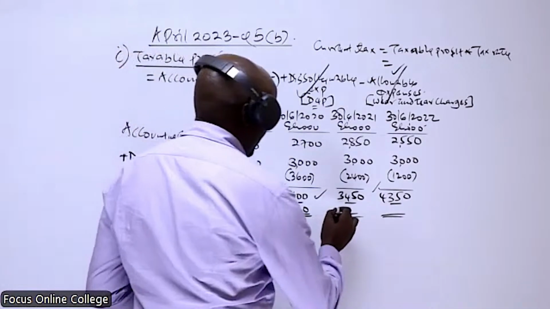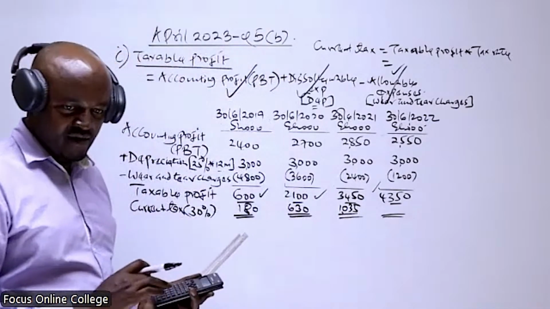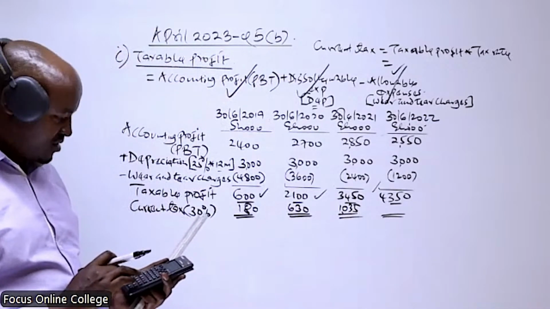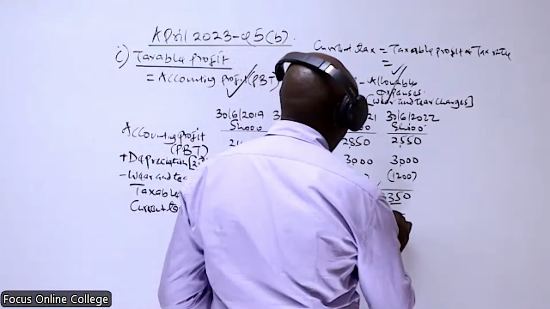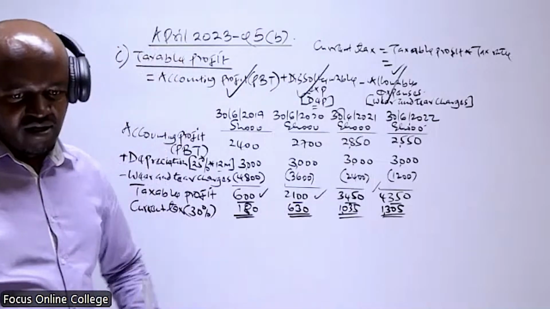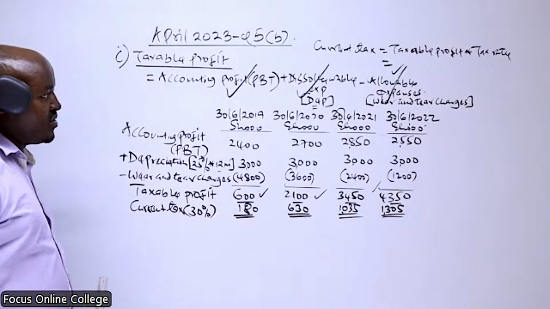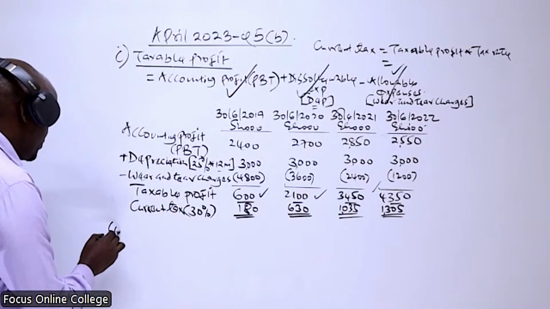630. What about year 3? $10.35. And then finally we have what? We have 1305. That's what you're getting? Yes. So in case you are required to compute that, that's basically how we compute it.